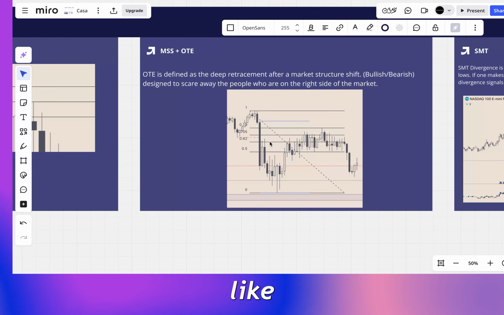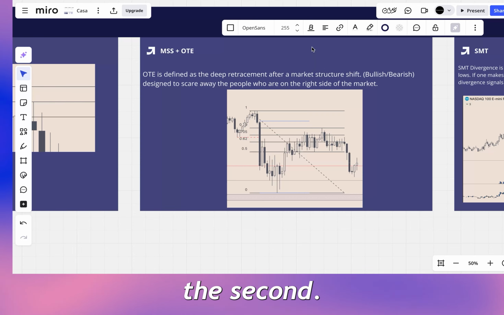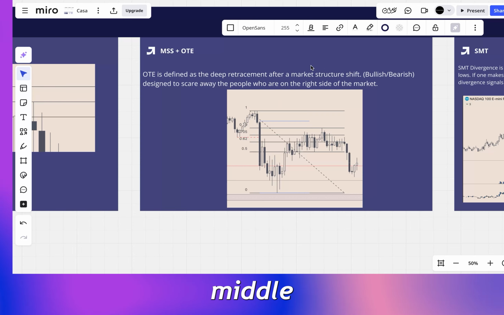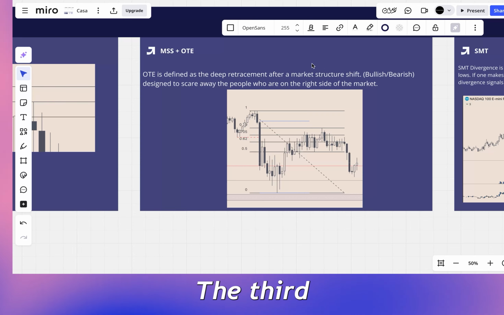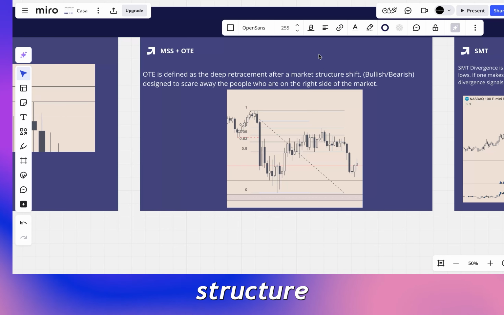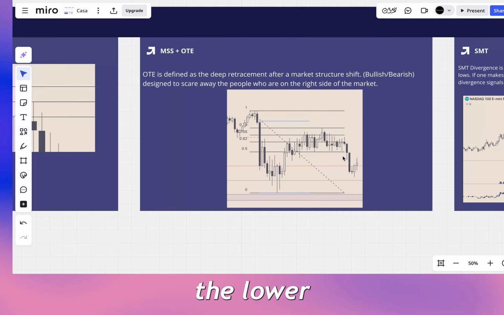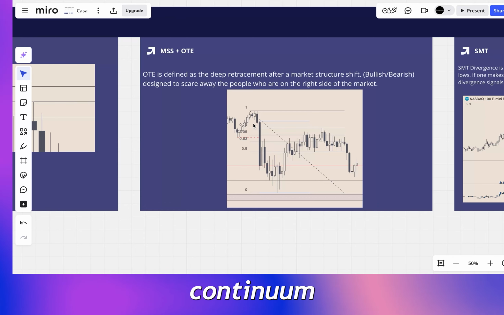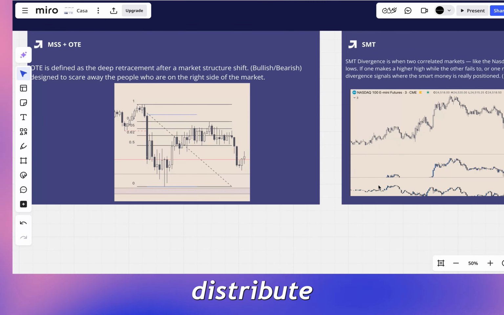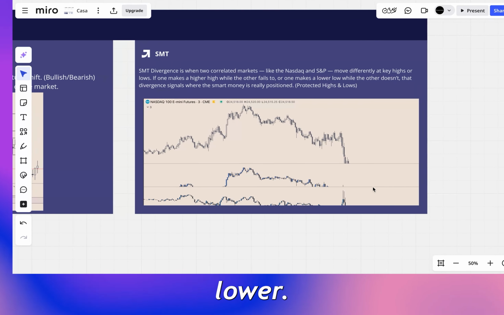Oh yeah, by the way, this is like the core of the execution for the 3 consecutive wicks, because this is typically what you'll see on the 3rd candle going into the 2nd. So 3 consecutive wicks, in the middle being the longest. The 3rd wick, you'll typically see that market structure shift, giving you that OTE entry, which is what it looks like on the lower time frame, right? Price delivery continuum theory, and then we start to distribute significantly lower.